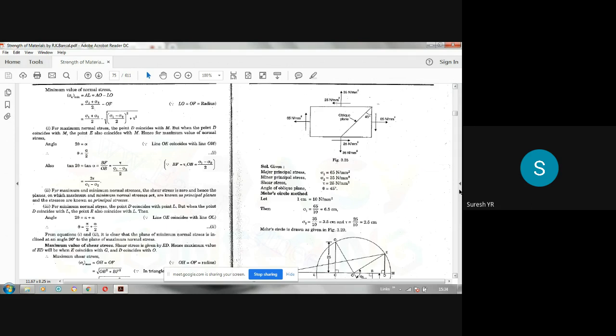Now, according to the method, all of you observe here. I have written the data. Instead of sigma x, I take it as sigma 1. So here sigma x is 65, sigma y is 35, tau is 25.